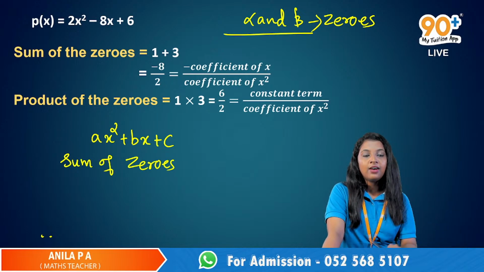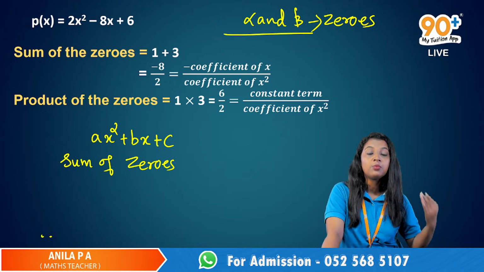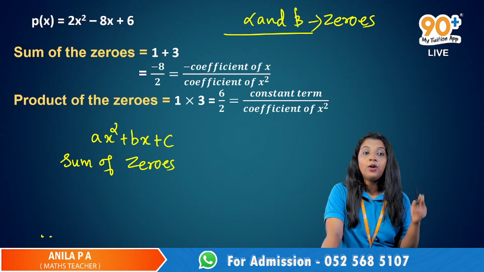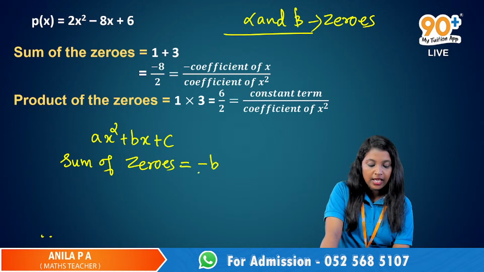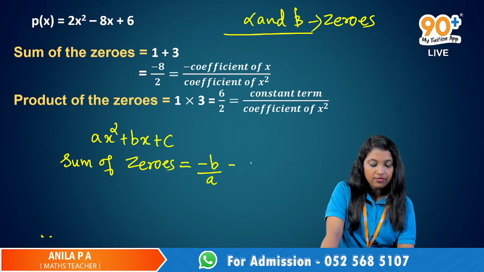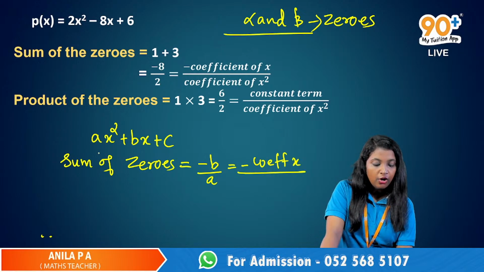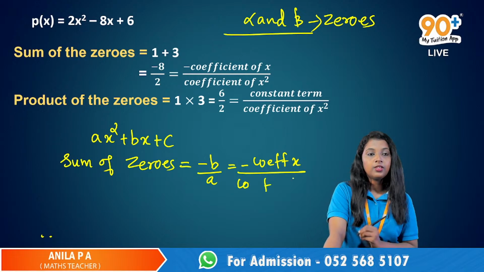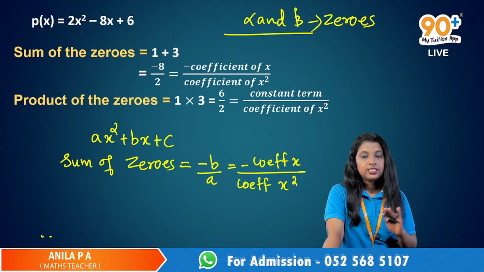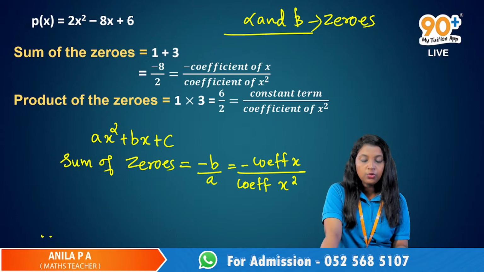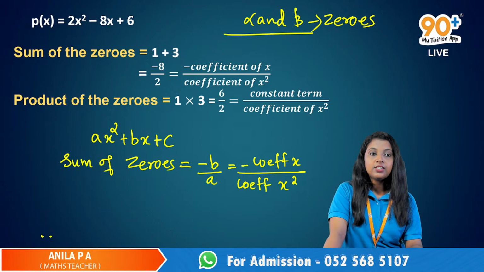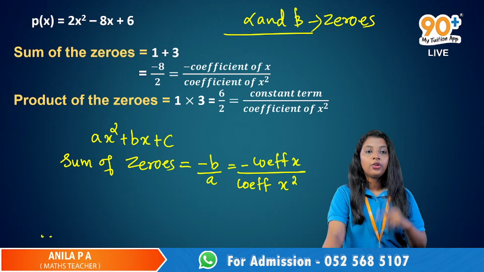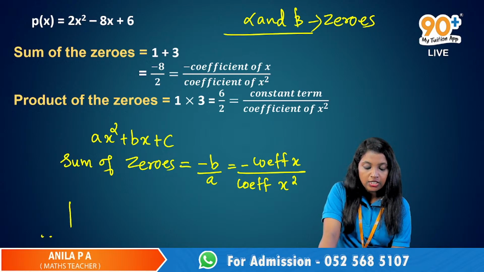Sum of zeros. We have a quadratic polynomial. It can have at most 2 zeros. And the sum of zeros of that polynomial will be equal to negative b by a, or the negative of coefficient of x divided by coefficient of x square. That is the relation. Sum of zeros of a quadratic polynomial is equal to negative b by a.